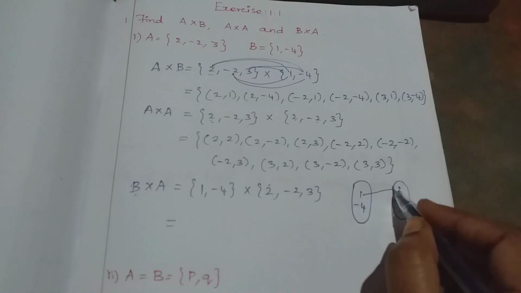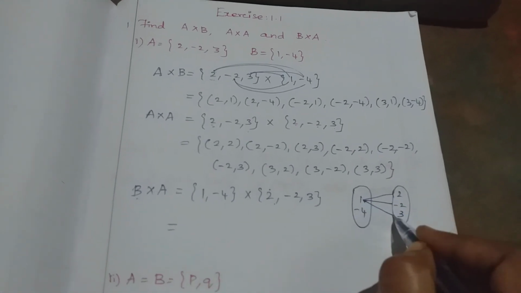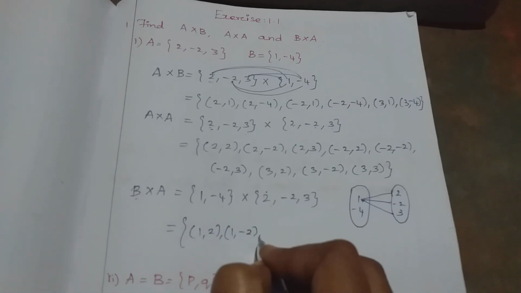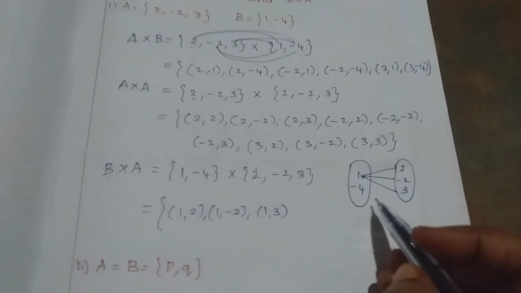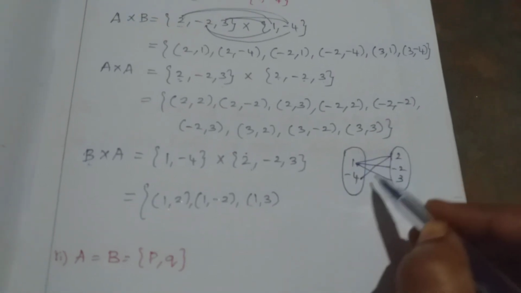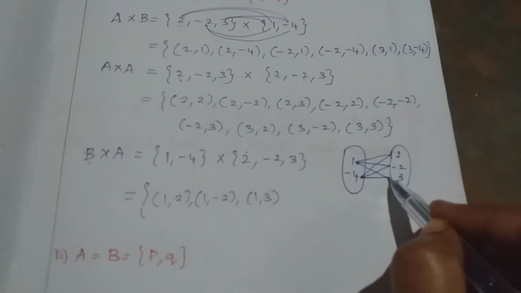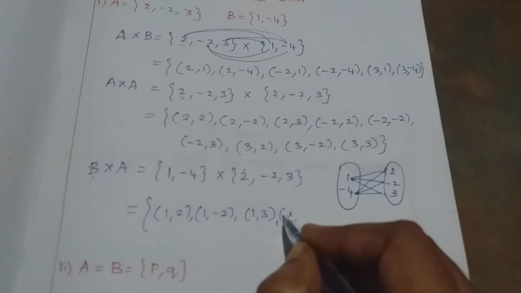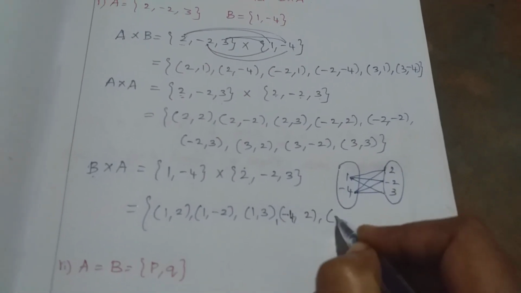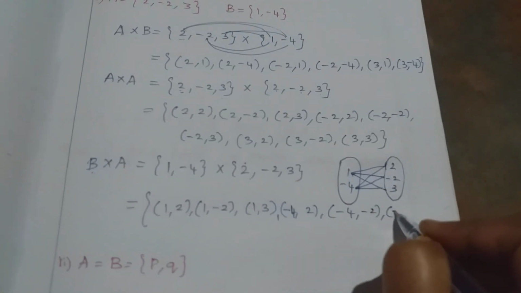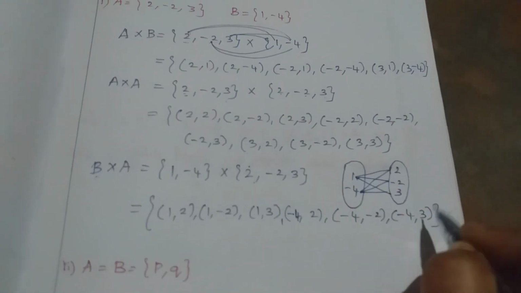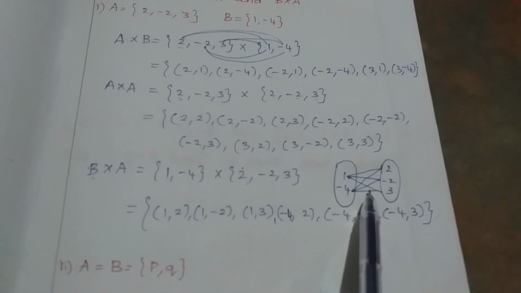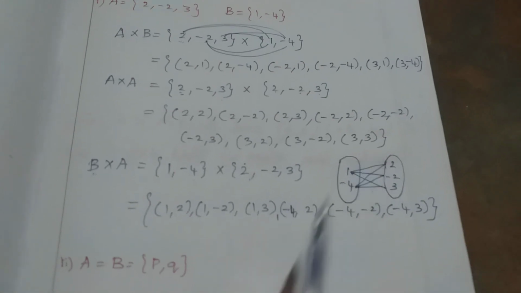Now you can write (1, 2), (1, minus 2), (1, 3). Next one, (minus 4, 2), (minus 4, minus 2), (minus 4, 3). So, if you are getting confused with this method, you can draw an arrow diagram and write like this.